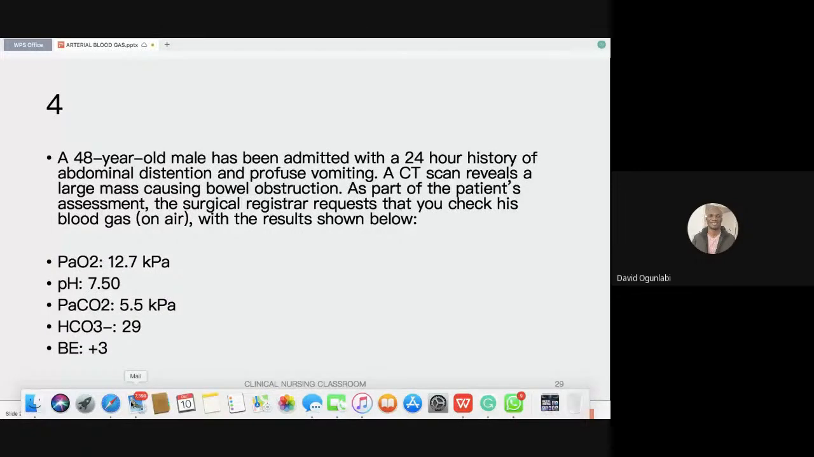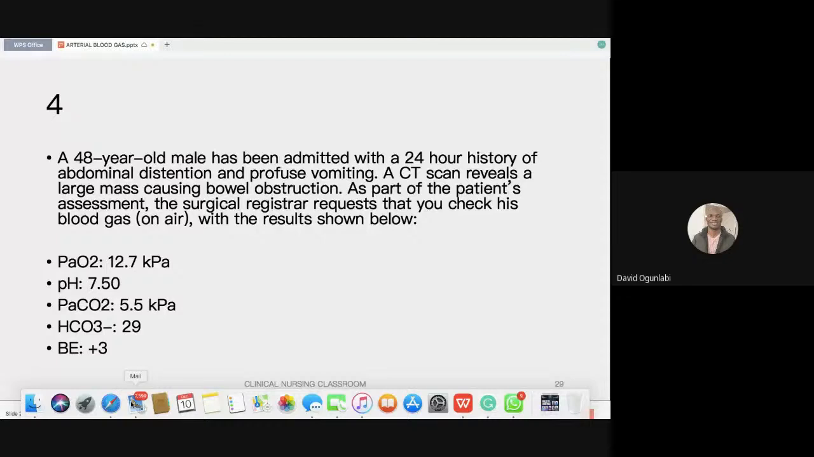For those who are not here, let me just quickly go through it. The normal pH level is between 7.35 to 7.45. pH less than 7.35 is acidosis. pH greater than 7.45 is alkalosis. The next thing is to check the source.